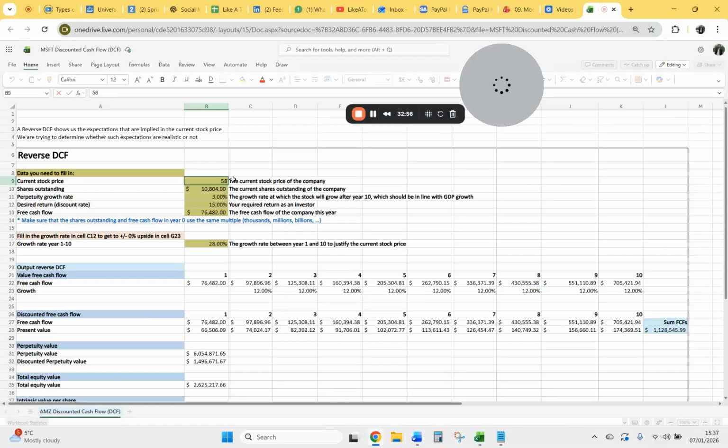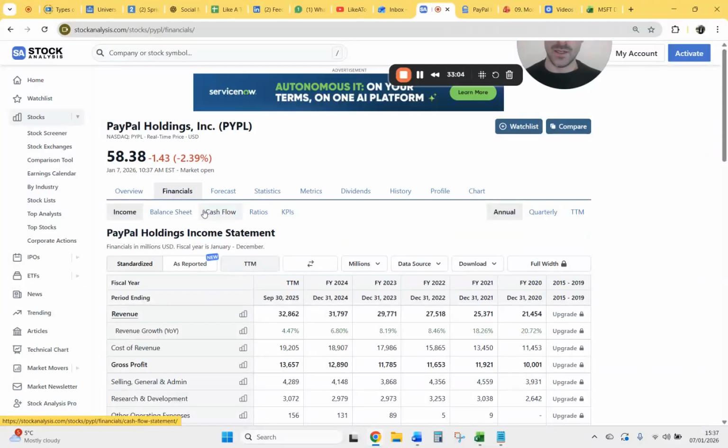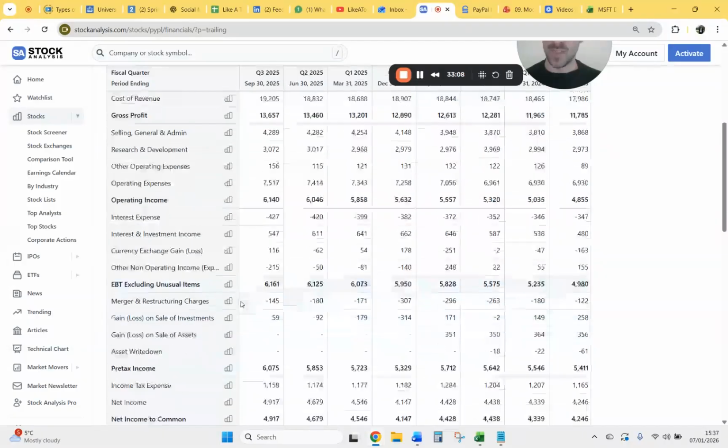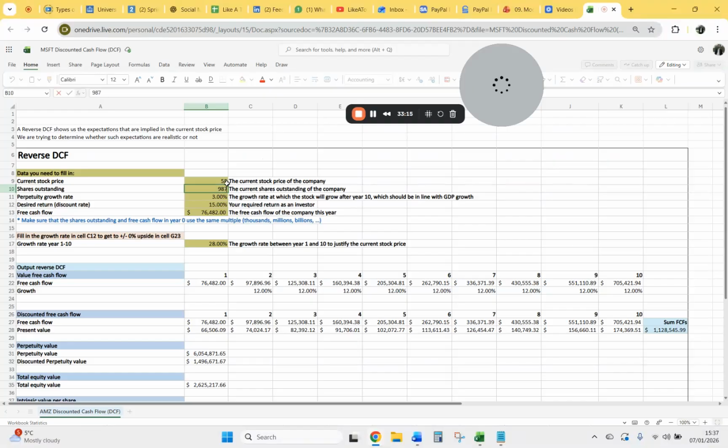So 58. Okay. Shares outstanding. How many shares outstanding do we have? Let's go here to financials, excuse me, income statement. And shares outstanding diluted is 987. That's the number we will put right here, 987. We have our projected perpetuity growth rate and desired return.